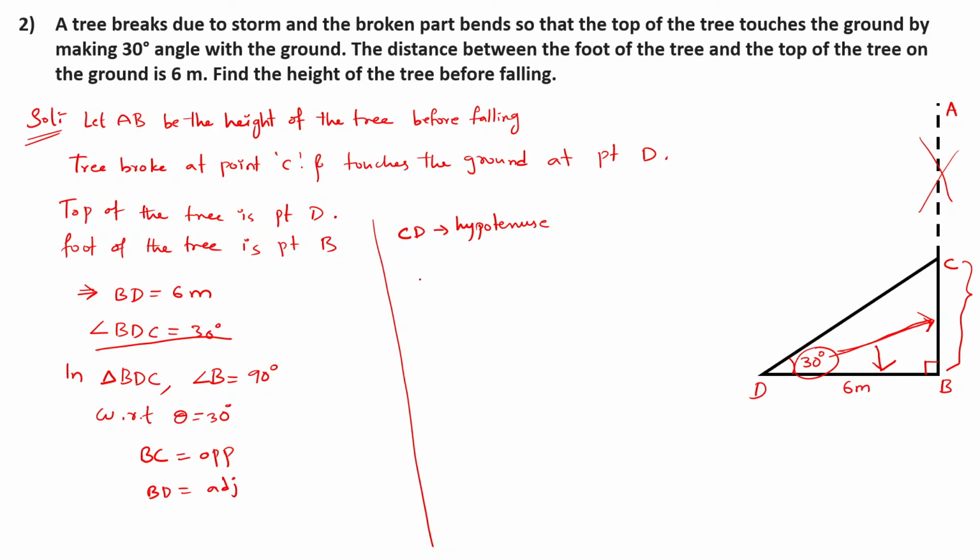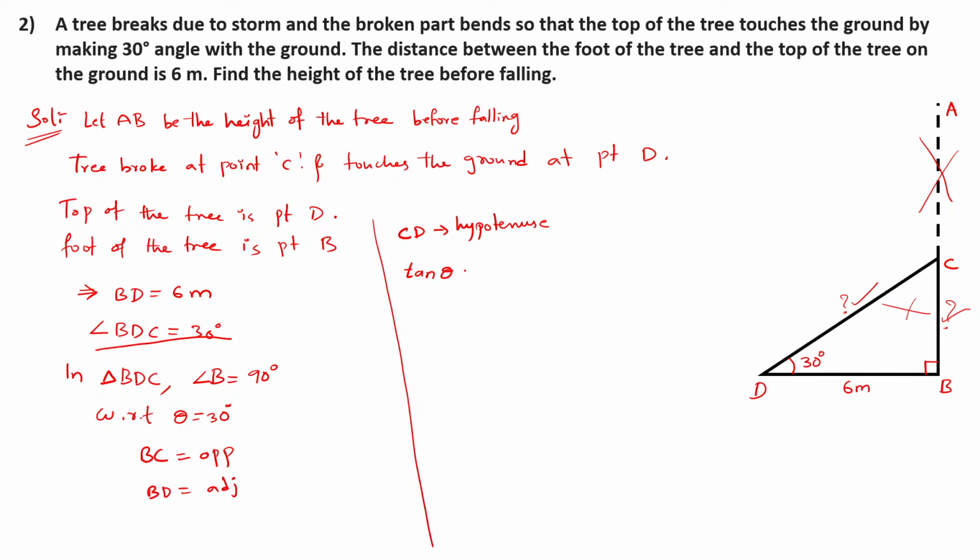Now let us apply the trigonometric ratios. Here you remember these things. We need to find the length of BC, this length as well as this length. If we find lengths of hypotenuse and this opposite side, then if we add both of them, we get the height of the tree before falling. This is the most important point to remember. So now apply tan ratio.